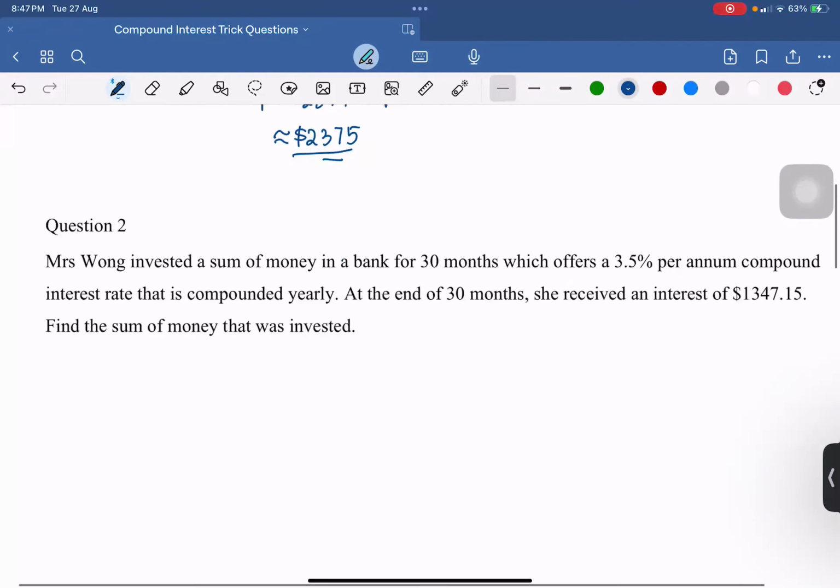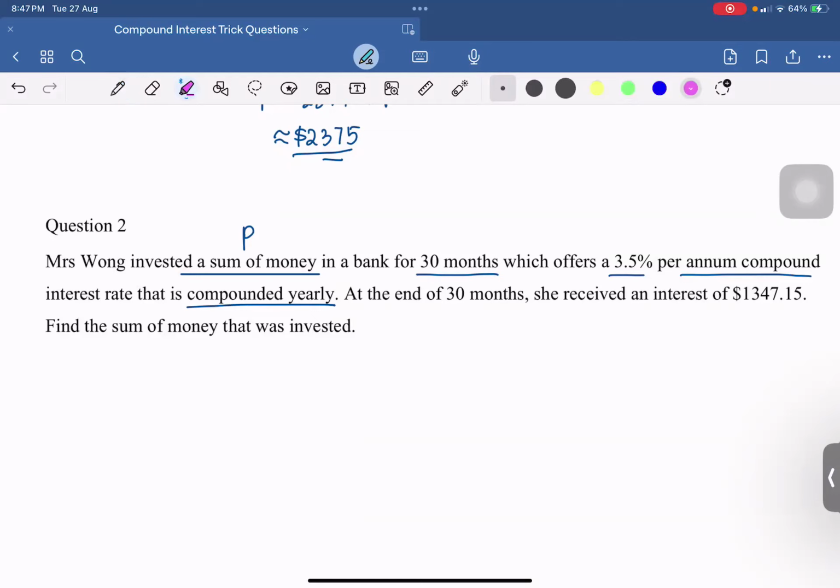Question number 2, Mrs. Wong invested a sum of money. Again, do I know the original sum of money? The original sum of money, I do not know. I'll put it as P, principal. In the bank for 30 months, which offers a 3.5% per annum compounded interest rate, compounded yearly. Highlight, exclamation. This one is compounded yearly.